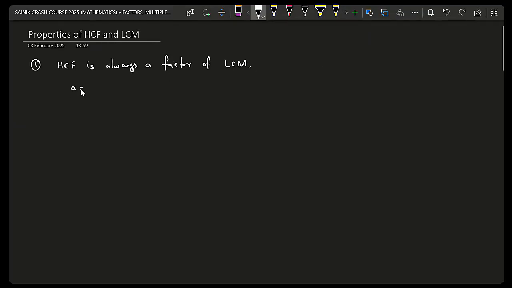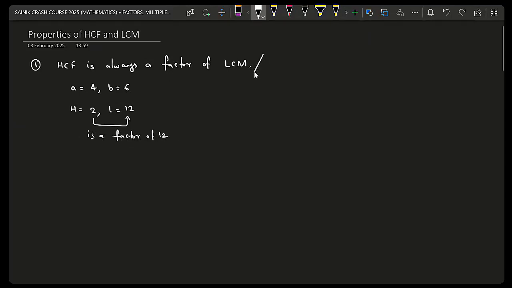Let us say the first number is A, 4. The second number is B, 6. Yesterday we found their HCF and we got 2, and LCM we got 12. Now let us check whether this property is correct or not. Is 2 a factor of 12 or not? Yes, 2 is a factor of 12.